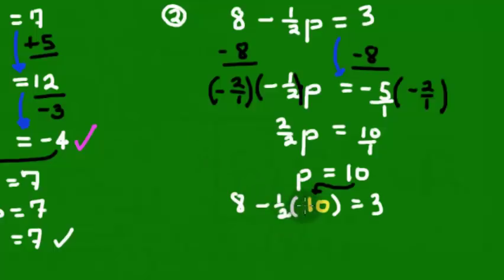All right, well, order of operations says we multiply first. So half of 10 is 5. And 8 minus 5 is 3. And since both sides are the same, it checks out. It checks out that those two values are the same. It means that this value 10 that we arrived at when we solved the problem is indeed the correct solution.